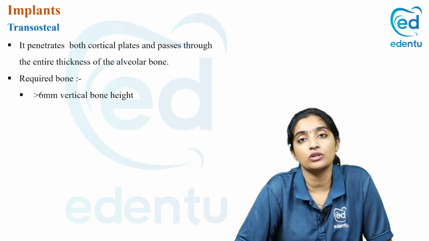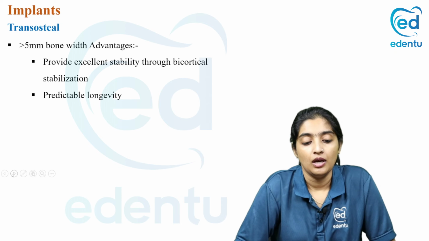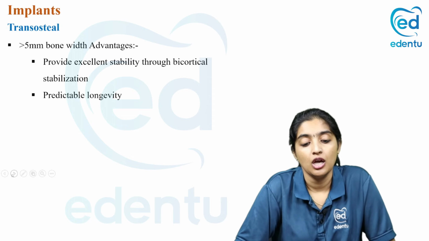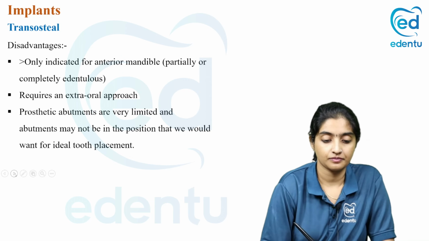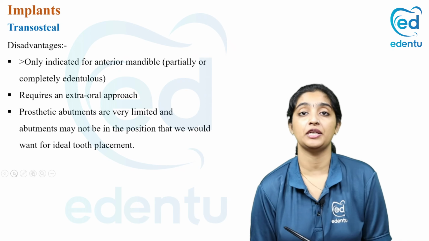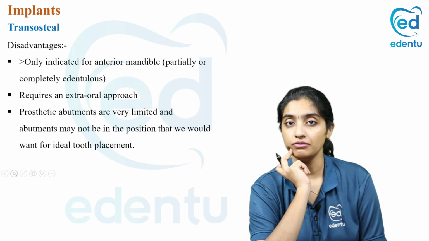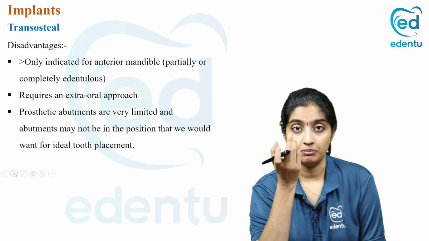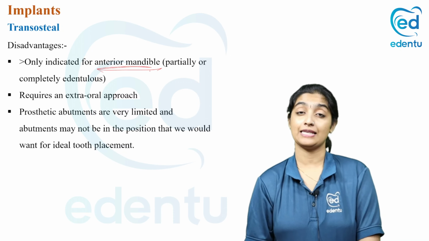More than 6 mm of vertical height of bone is required, and a bone width of greater than 5 mm. The advantages are excellent stability through bicortical stabilization and predictable longevity. The disadvantage is that it is only indicated for the anterior mandible. Why? Because posteriorly you have the inferior alveolar nerve, above you have the maxillary sinus and your incisive nerves. So mostly it is only for the anterior mandible.